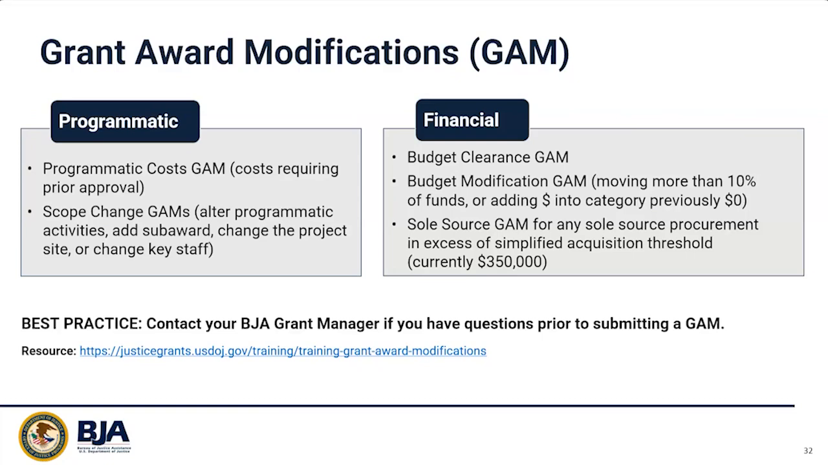The second type is financial GAMs, which have three subcategories: budget clearance GAM, or budget modification GAM, moving more than 10% of funds or adding money in categories previously zeroed out. And then the final subcategory being sole source GAMs for any sole source procurement in excess of the simplified acquisition threshold. It is recommended to contact your grant manager if you have questions prior to submitting a GAM. You may also reference the link provided as a reference source. Note, there will be a training in the summer specific to requesting extensions. Next slide, please.